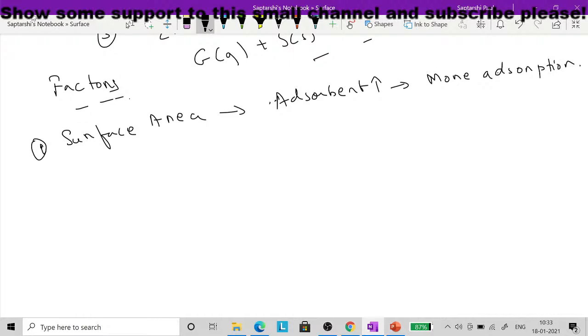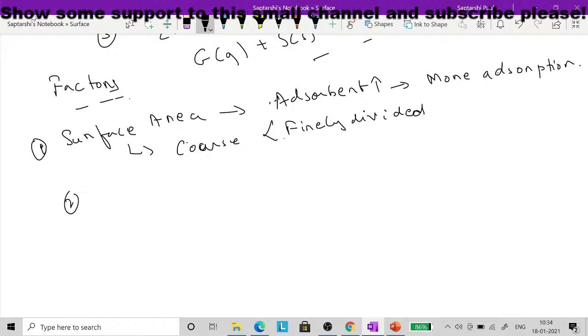And we also have an important aspect related to surface area: coarse particles possess much less surface area as compared to finely divided particles of the same mass. Coarse and finely divided: because more the surface area, more the adsorption. Finely divided particles have more surface area than coarse particles, right?